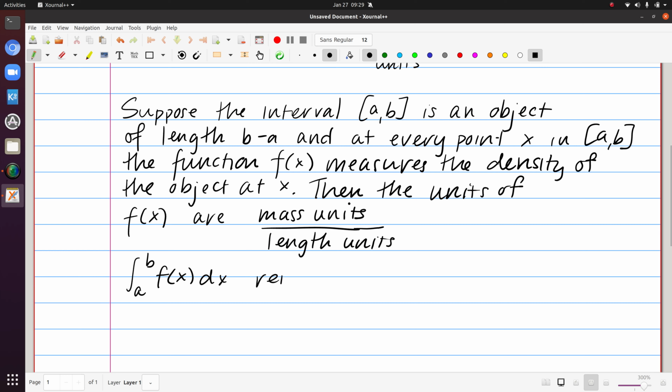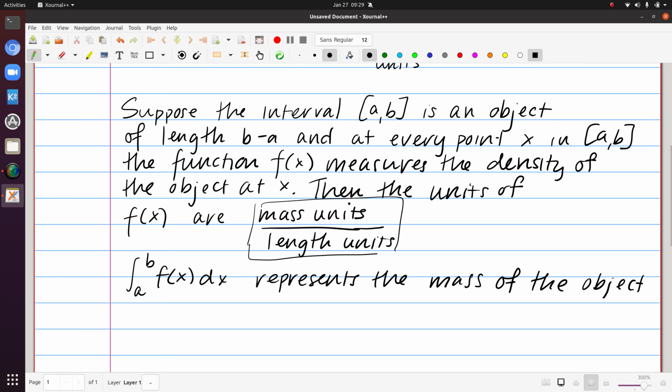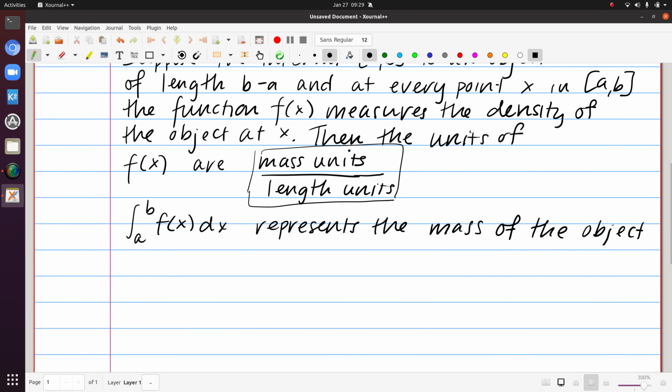this represents the mass of that object of length B minus A. And by the above discussion, we could see that the units of f are as we found here. If I multiply that by the units of x, the length units, then the result is just units involving mass.